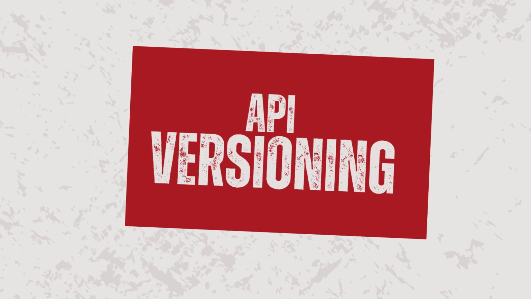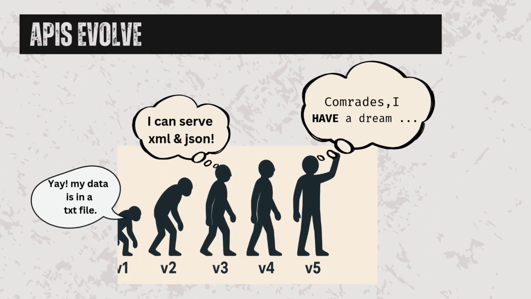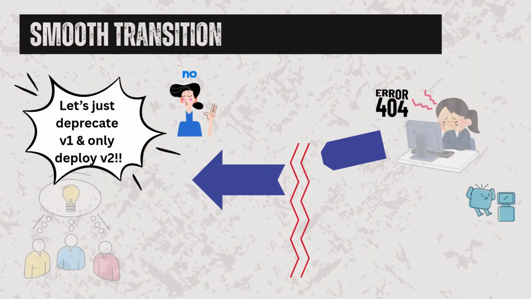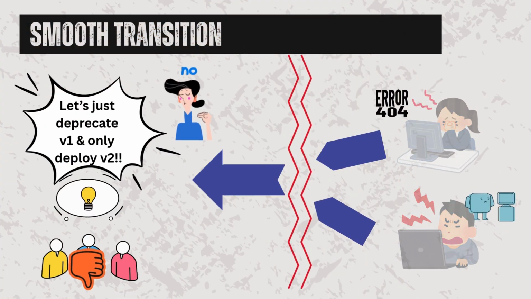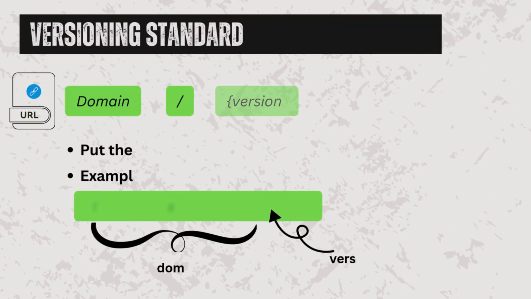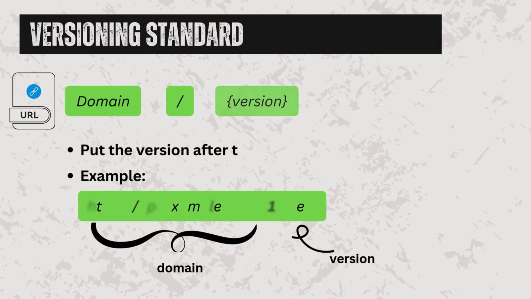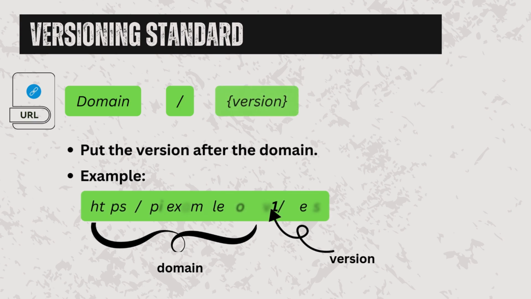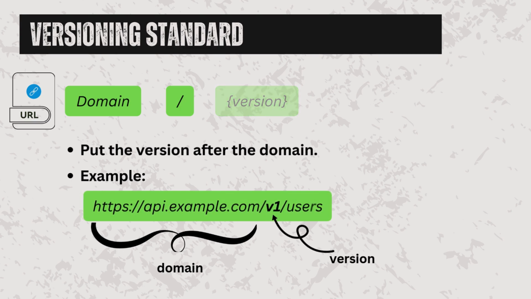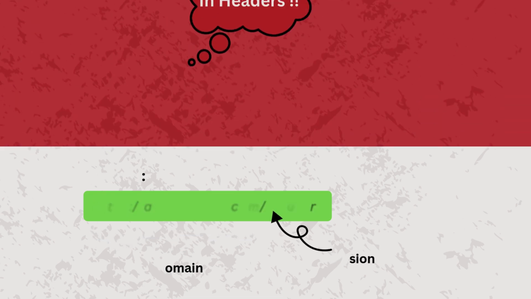Alright, let's address the versioning elephant in the room. APIs evolve, but breaking existing clients? Nah, not today. The standard way of doing it is to put the version in the URI right after the domain. For example, api.example.com/v1/users. Why not in headers?